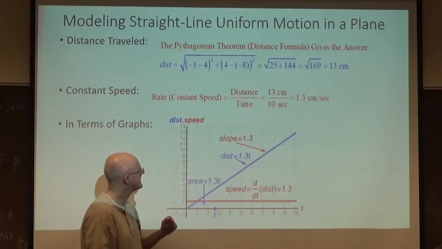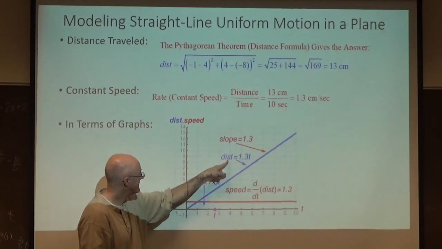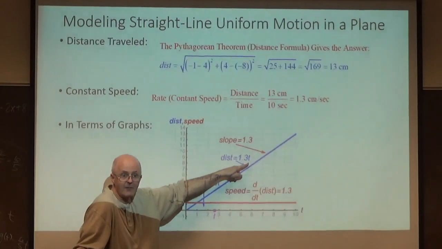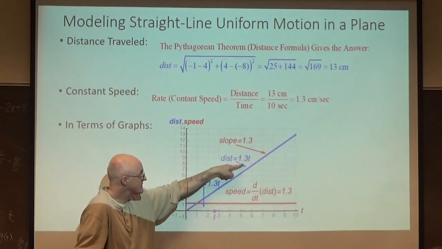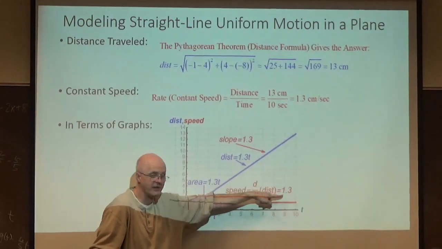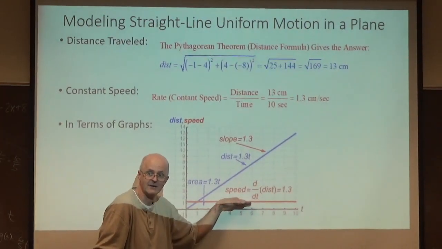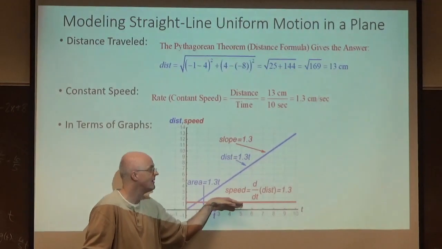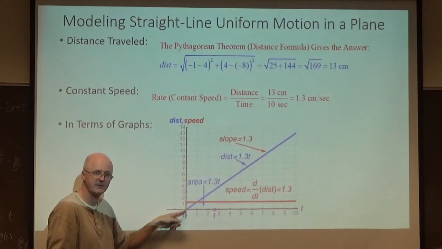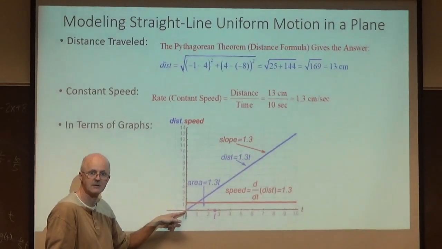The distance is rate times time. Distance equals 1.3 times t. That's rate times time, speed times time. That's also an antiderivative of 1.3 as a constant function, right? Integrate 1.3, you get 1.3t plus c. But we're going to take the c to be 0 because we want the distance graph to go through the origin.